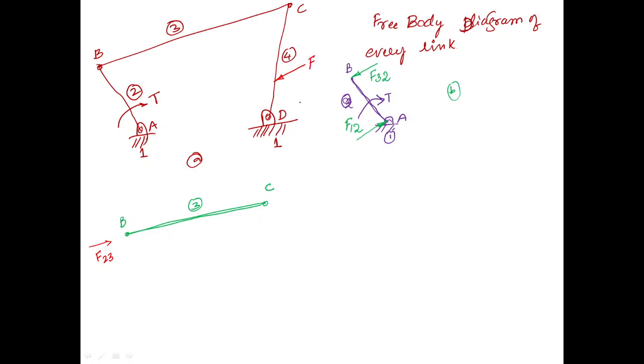This is F. Let it be F. F23. Now similarly, the force exerted on this link 3 because of this link 4 is what? F43. Okay, F43. Now this is the free body diagram of link 3.